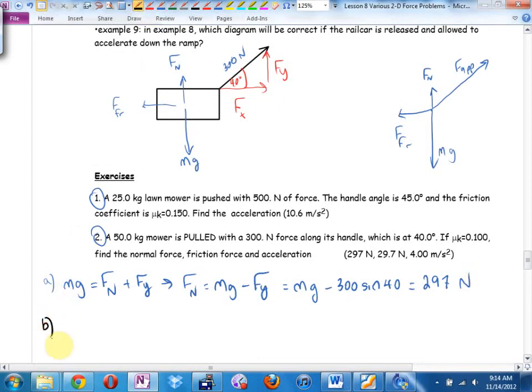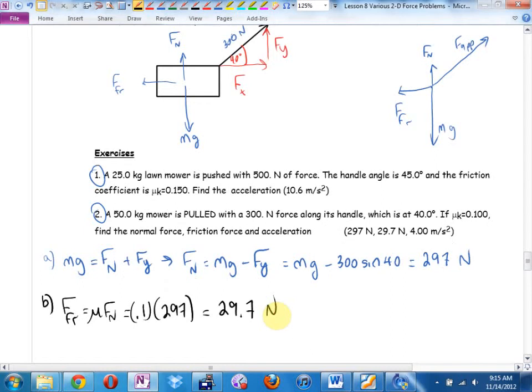B. What's the second thing it wants me to find, Brett? Friction force. Friction is mu times the normal force, which conveniently I just found. Normally I say, I don't know the normal force. I do know the normal force. It's 297.1. So mu is 0.1, the question says, times 297. You know what? I can do that in my head. It's going to be 29.7 newtons, because multiplying by 0.1 is the same as dividing by 10. I've learned that over the years. C, find the acceleration. Okay, who's winning?